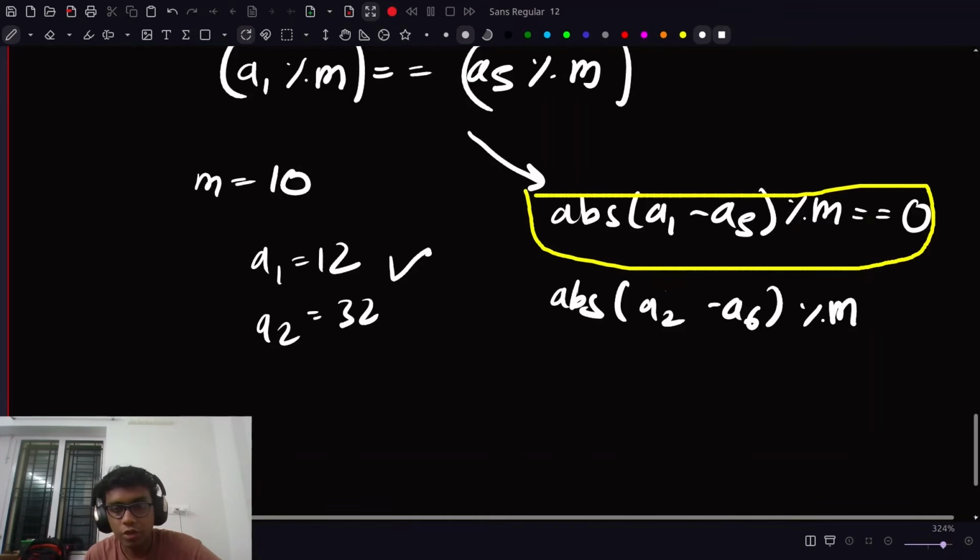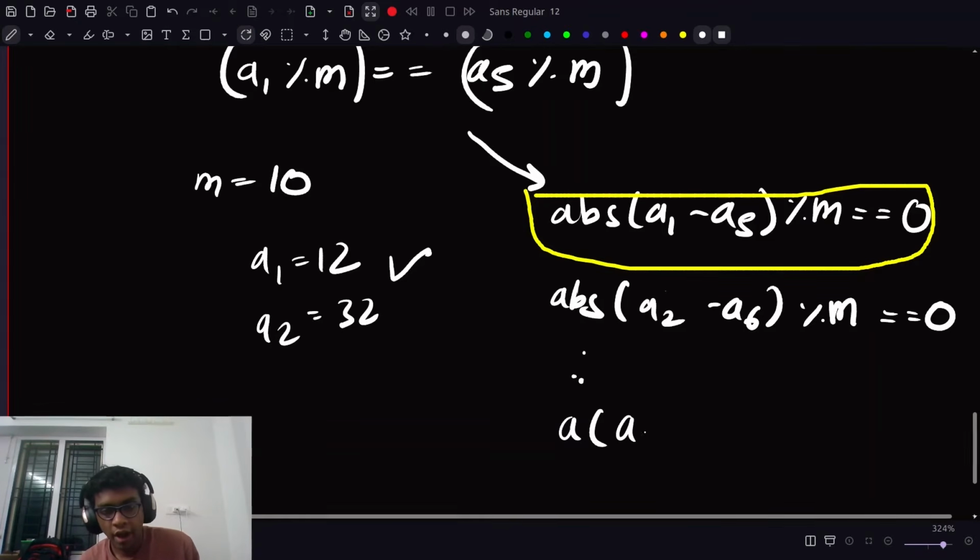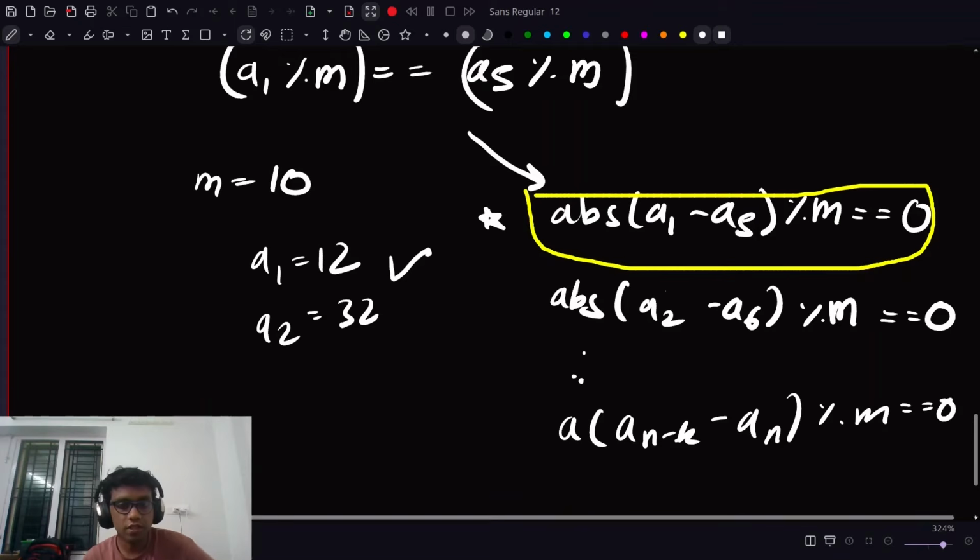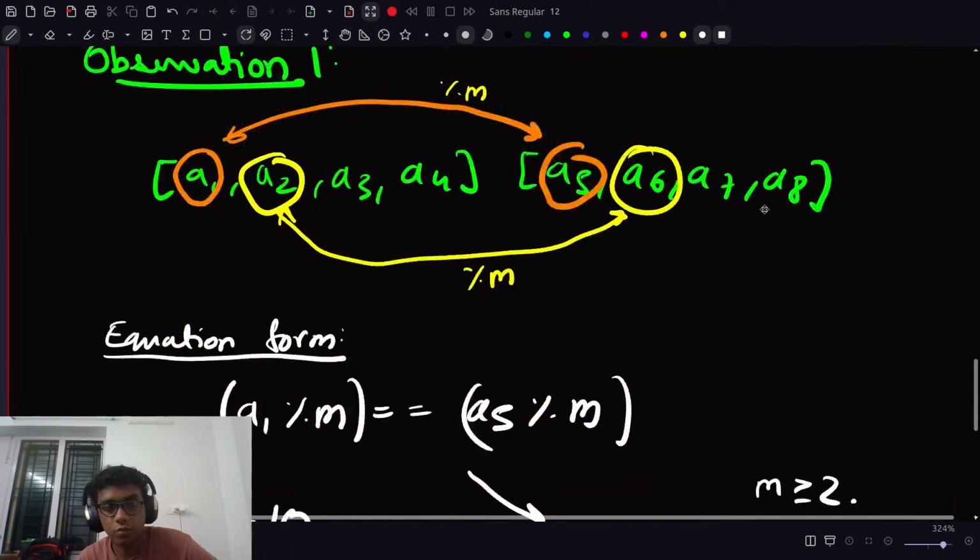Why are we taking absolute value? Because we are considering the positive difference, right? We want to go from the smaller to the larger. If this is also 0, and so on, for all a of n minus k and a of n, percent m equals 0. These conditions need to be met by some m greater than or equal to 2.